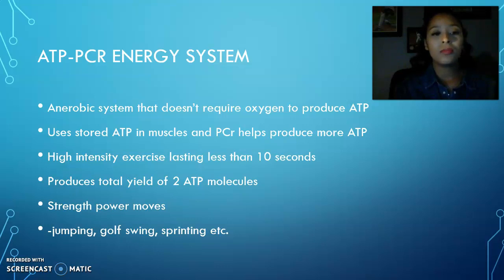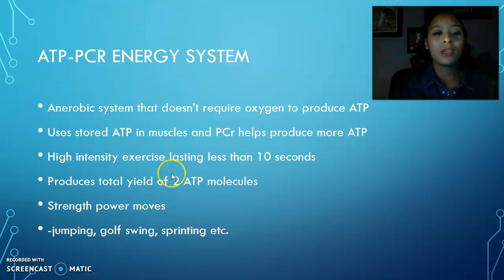This system leans toward high intensity exercise lasting for only a short duration of about 10 seconds or less. It produces a total yield of 2 ATP molecules, and we'll notice here that the ATP yield in each of the three systems varies, and this is the smallest ATP yield.